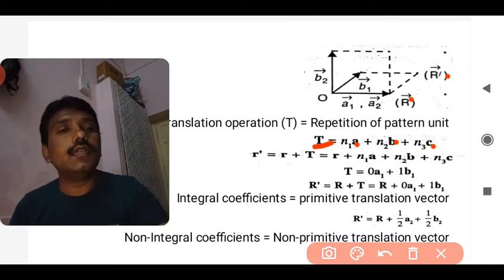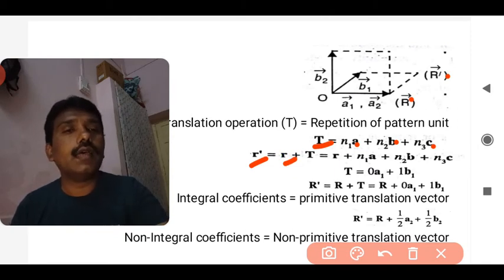Here also, in the previous session I told you that in the book I have written small r and small r dash, but actually it should be taken as capital R and r dash.